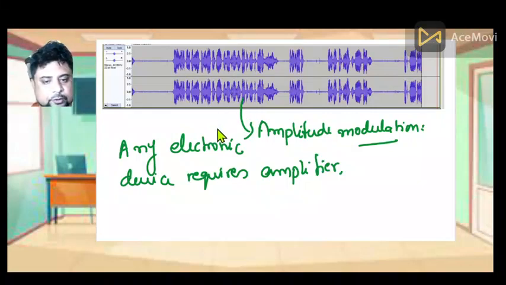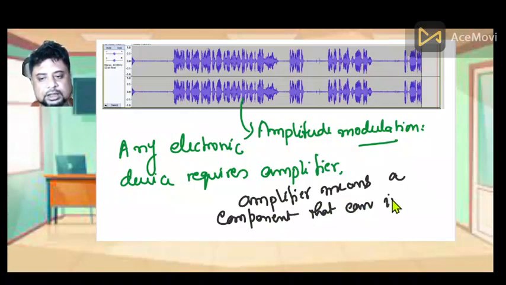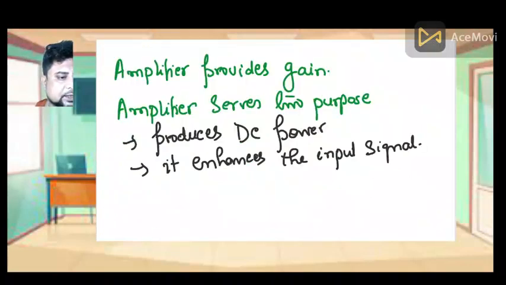So any electronic device requires some amplification. Amplifier means a component that can increase the input signal, that can cause a gain. What is signal? I will discuss here. Signal is any current or voltage. So the amplifier provides gain, profit.